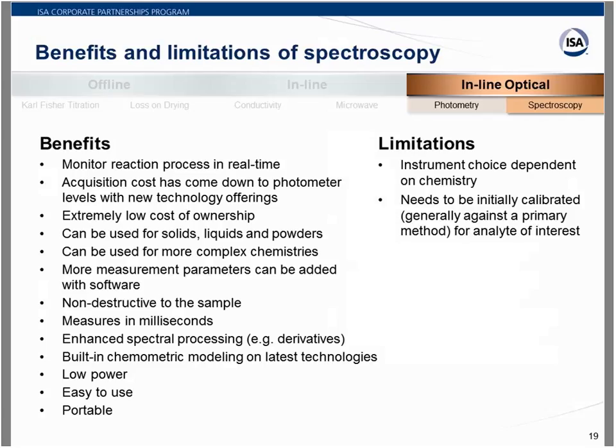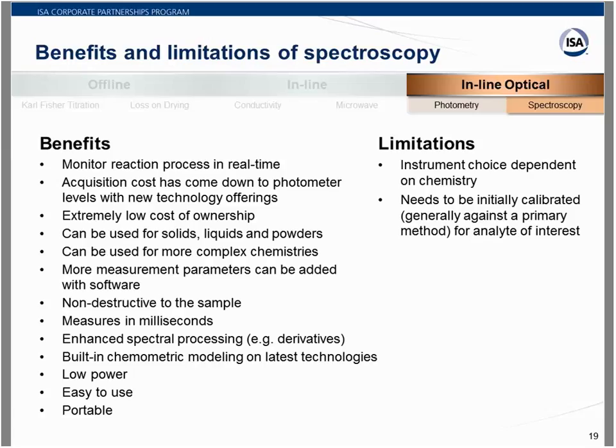It used to be monthly, and nowadays it's 1,500 hours, 2,500 hours. They can be used for solids, liquids, and powders by limiting the thickness of the material that you're passing the beam through. With chemometrics, they can measure complex chemistries. You can get multiple measurement parameters, again with software, the chemometrics. They're non-destructive to the sample. They measure in milliseconds. Low power, they can be portable, but in general, they're mounted at the process.